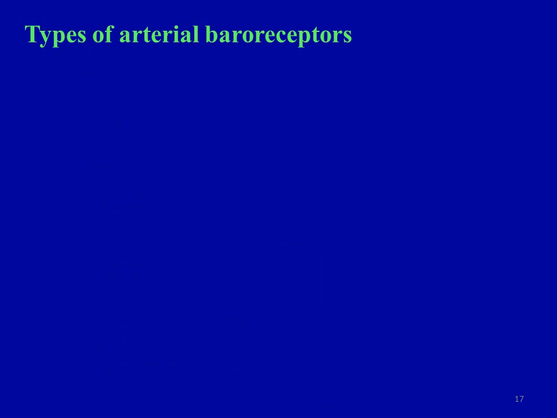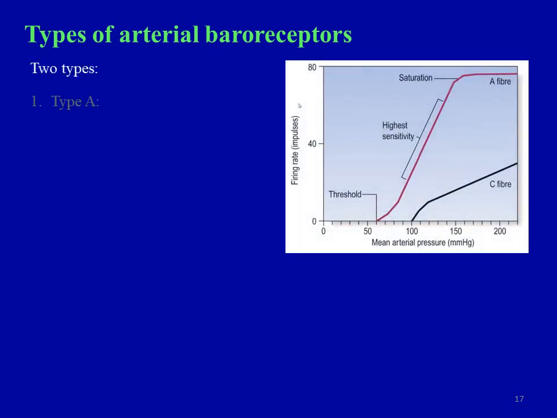What are the types of high pressure baroreceptors, or arterial baroreceptors? We have two types: A fibers, or type A, and C fibers, or type C. You can see the difference in terms of threshold. A fibers have a lower threshold for stimulation. C fibers need a higher pressure for stimulation. The A fibers become saturated at an earlier pressure. Saturated means they cannot increase their firing rate beyond a certain level, which is 150 here.